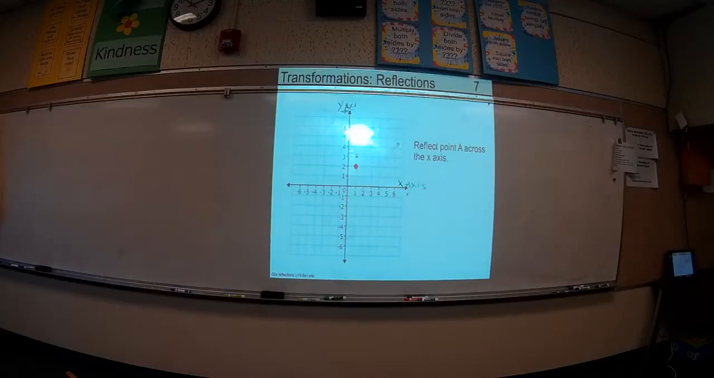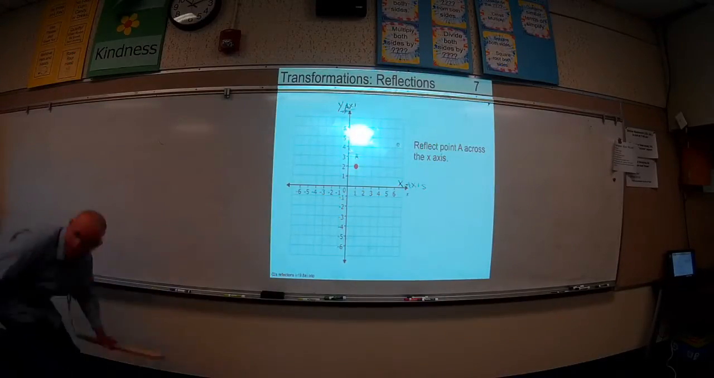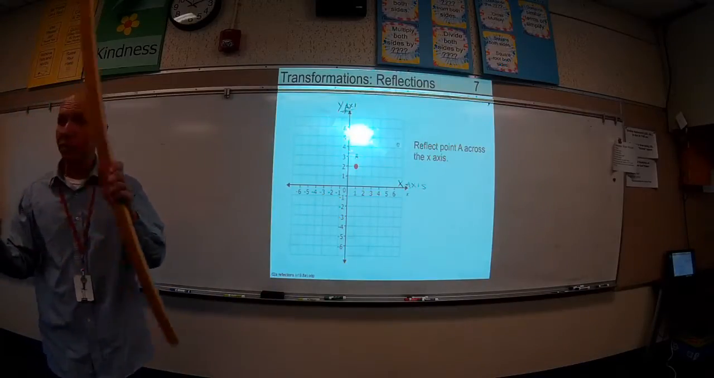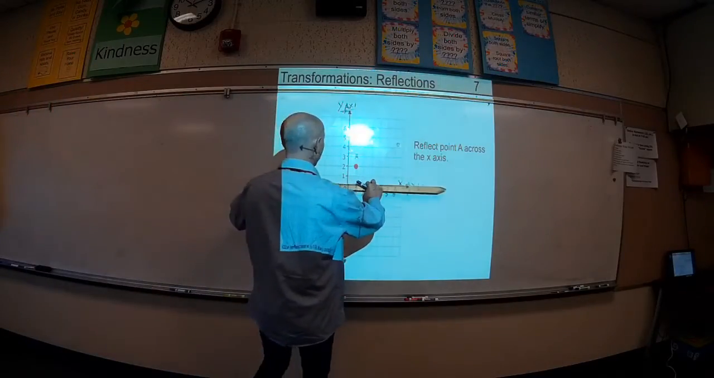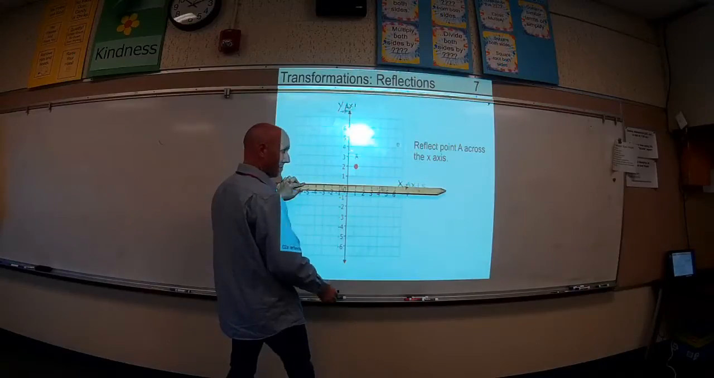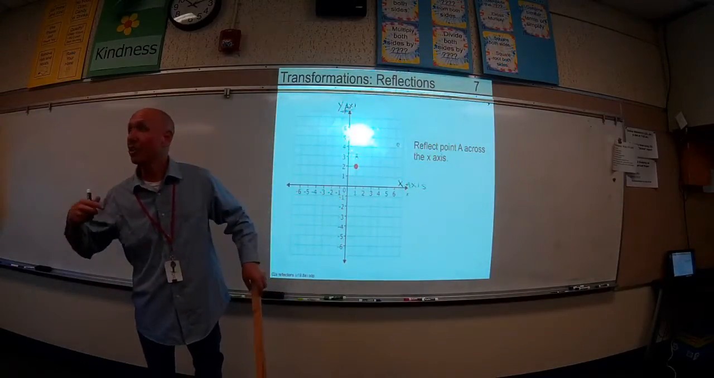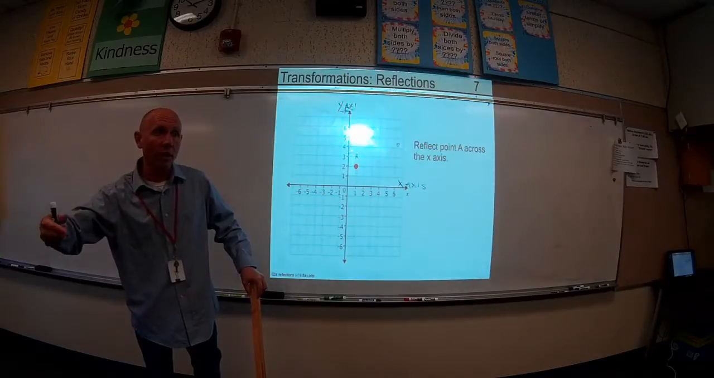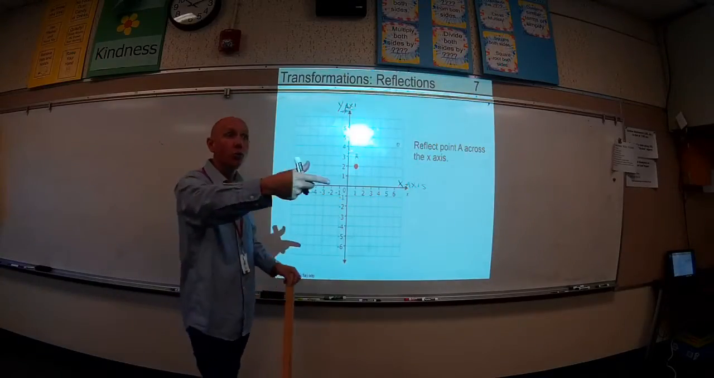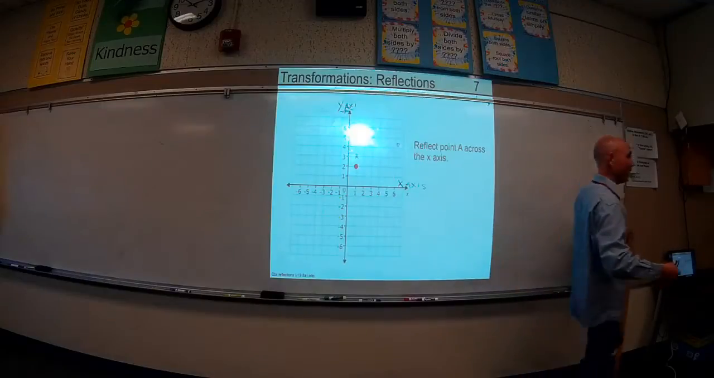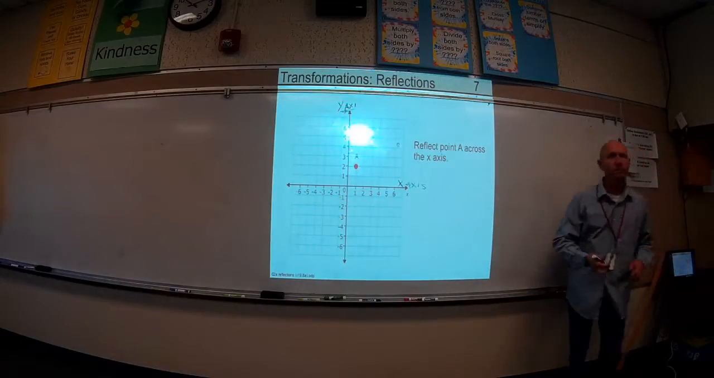And that's our mirror. So just like Marvin was walking back and forth towards this stick, we're going to walk towards the x-axis. And I call this, you walk to the mirror, and then you walk through the mirror. It's like Alice in Wonderland.